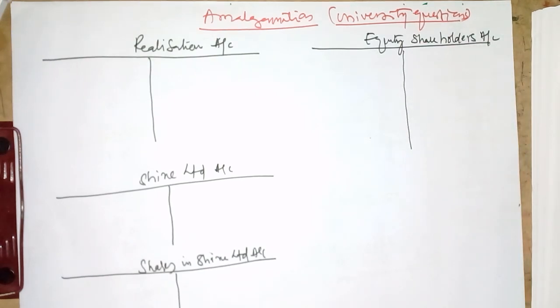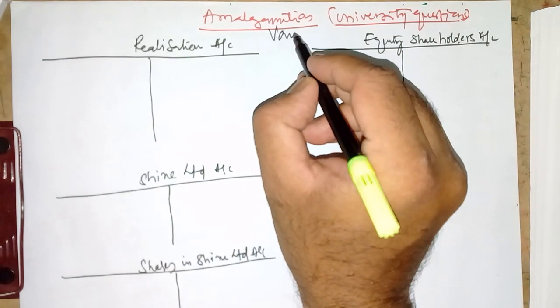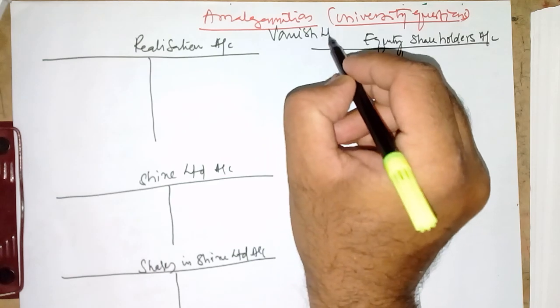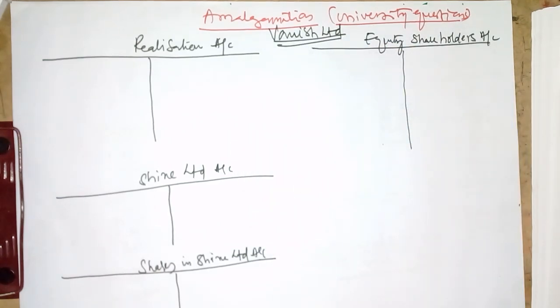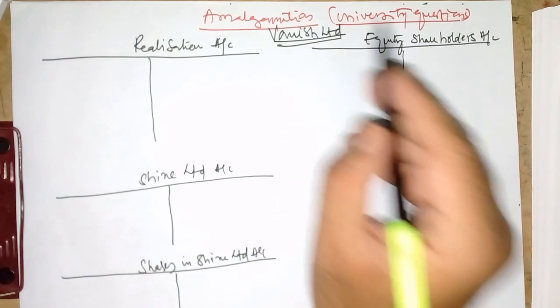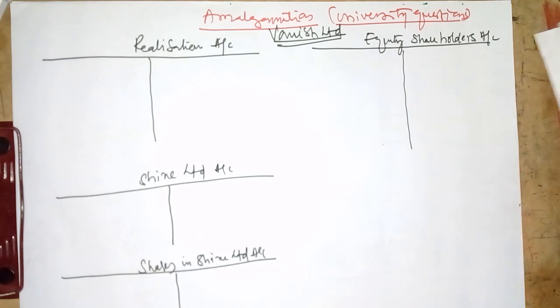So these are the ledger accounts that we need to prepare. These ledger accounts are in the books of whom? Vanish Limited. We are preparing in the books of Vanish Limited. Who is Vanish? Vanish is the transferor. So it is simply ledger posting, right?